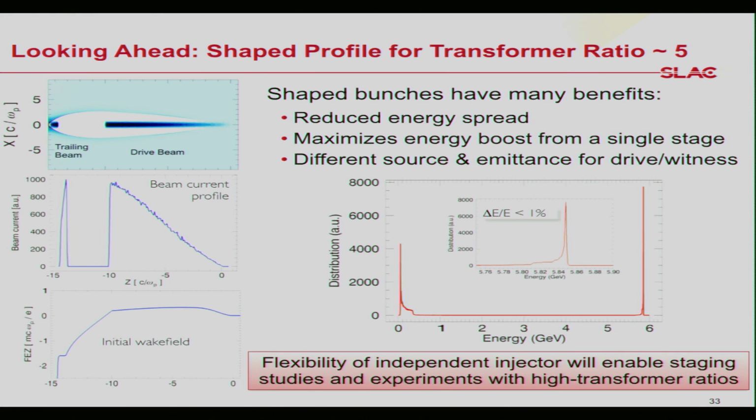So to do that, we're actually going to add an independent injector so that we can send one beam from the accelerator, drive the plasma wake, and then use a different electron source and understand and characterize and make these measurements about just how precisely I have to position the beams with respect to each other.